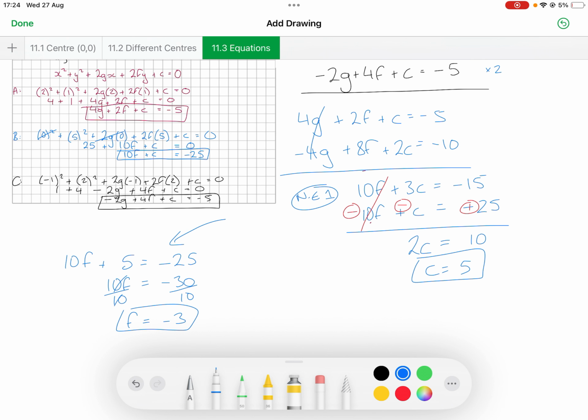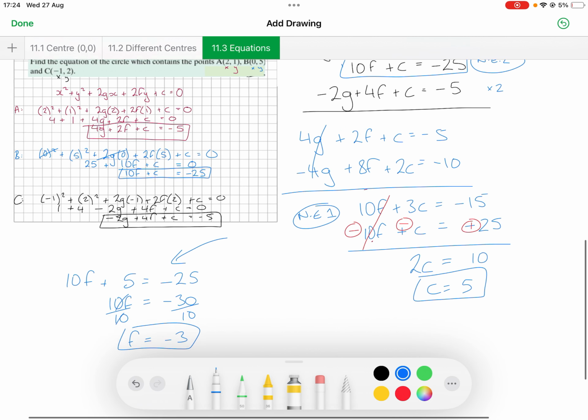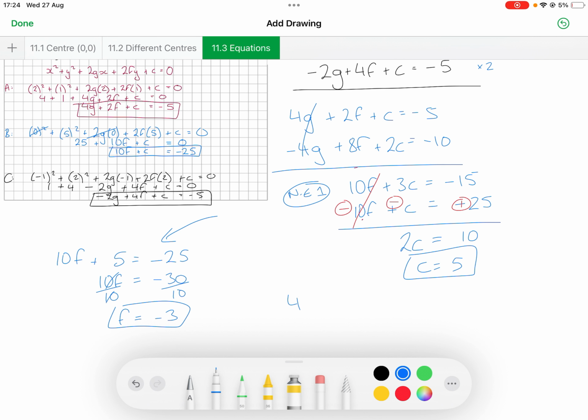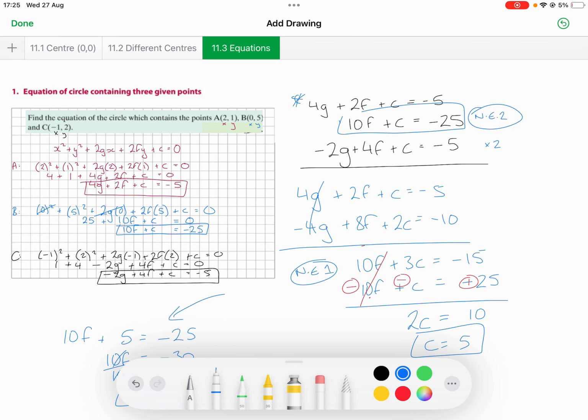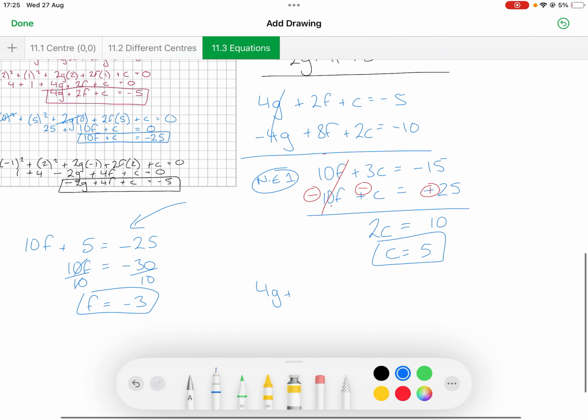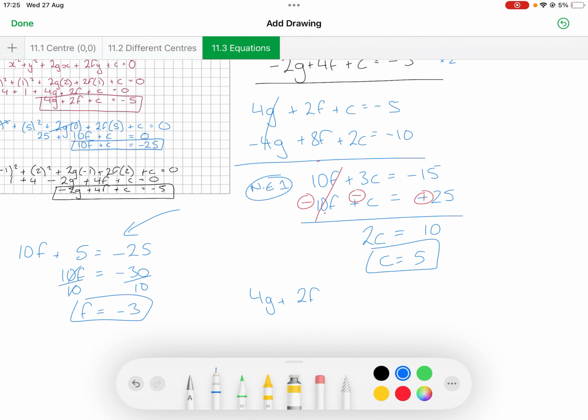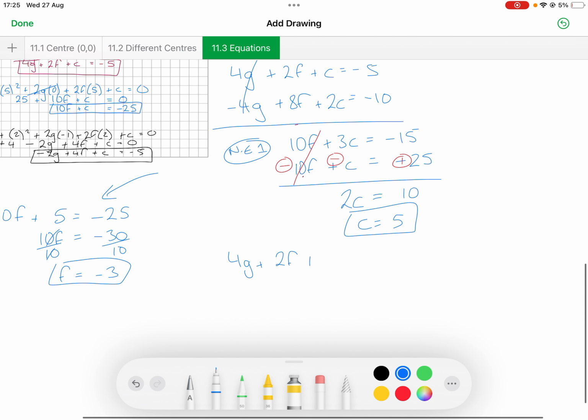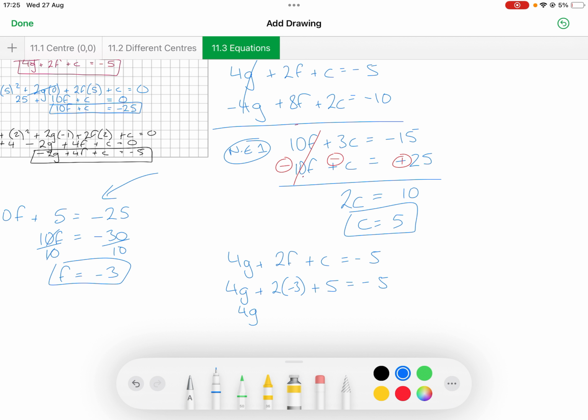So the last one we have to find, pick any of your equations. So I'll just pick the first one. So that's 4, this one up here, sorry this is a bit all over the place, 4g plus 2f plus c equals minus 5. But I don't know g, but I know that f is minus 3, and I know that c is 5. So I get 4g, 2 times minus 3 is minus 6, plus 5 equals minus 5.